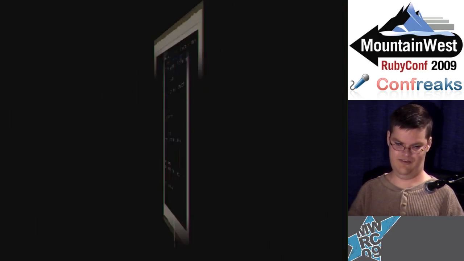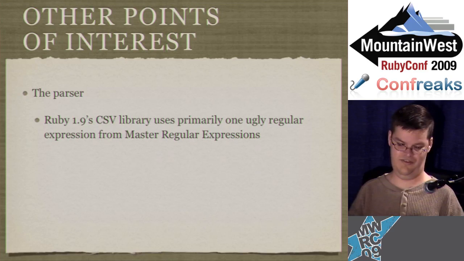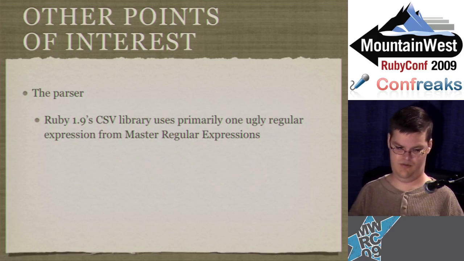There's other things you might like to see in Faster CSV. The Ruby 1.9 version still uses one scary regular expression that I took out of Mastering Regular Expressions and modified. That works great in Ruby 1.9, where we have Oniguruma, the really great regex engine that solves lots of great problems.